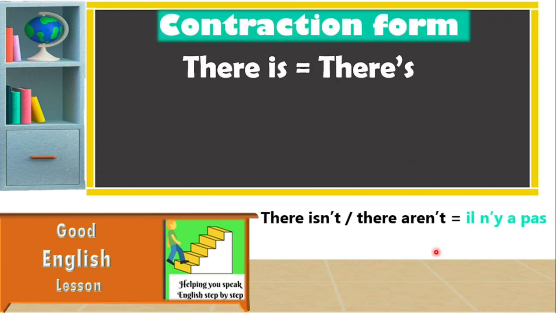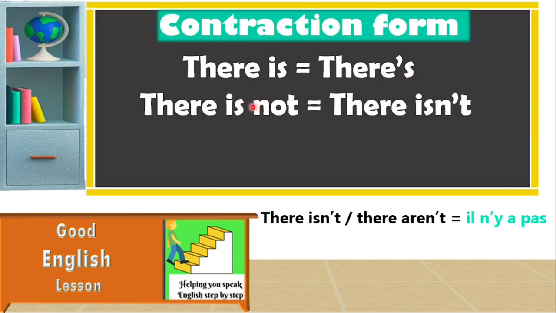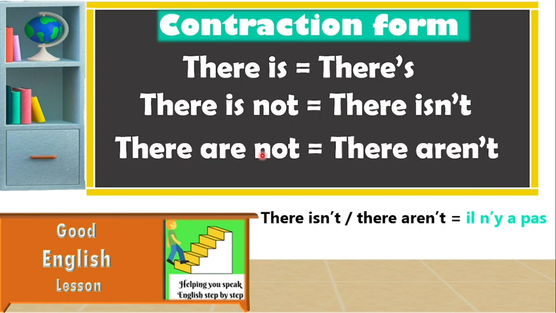Contraction form. The contraction form of there is is there's. There is not, there isn't. There are not, there aren't. If you don't want to say there is, you can say there's. If you don't want to say there is not, you can say there isn't.